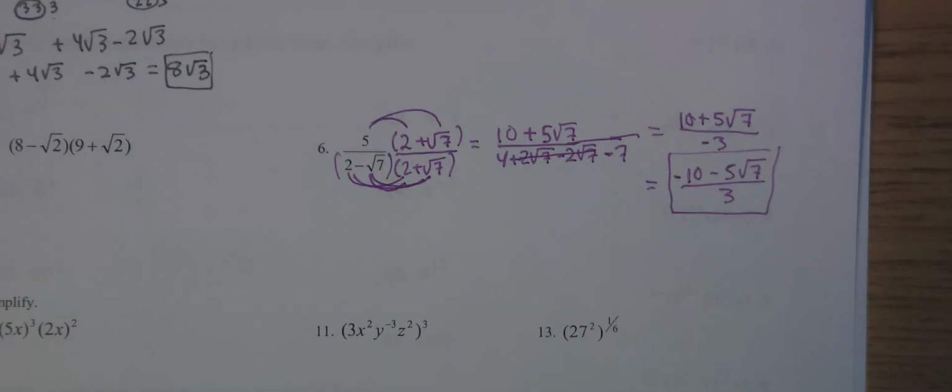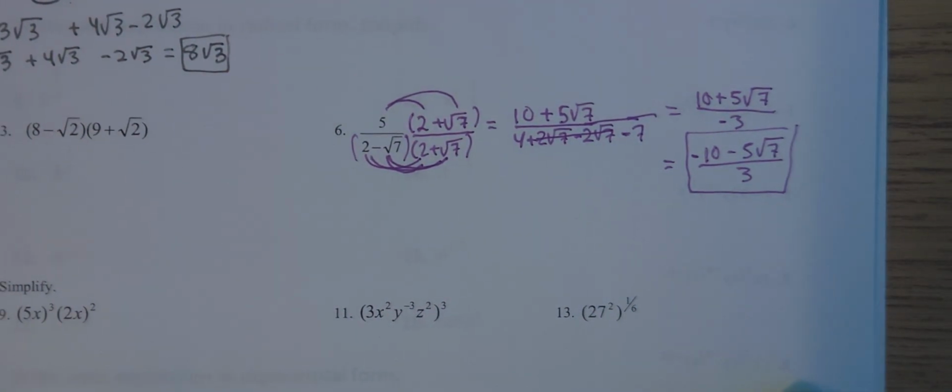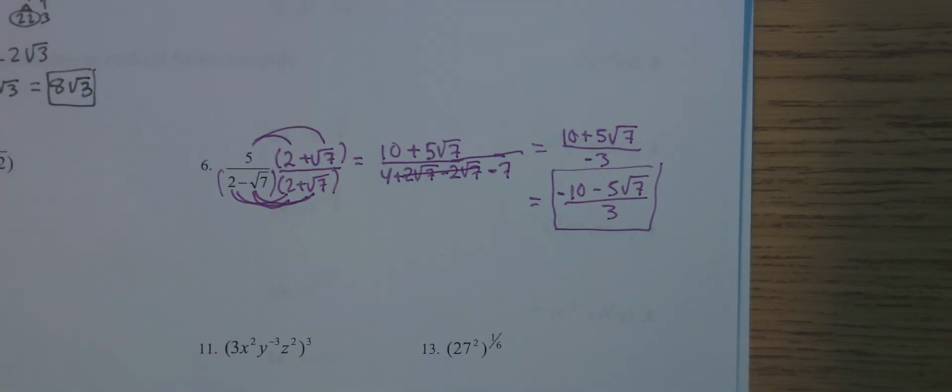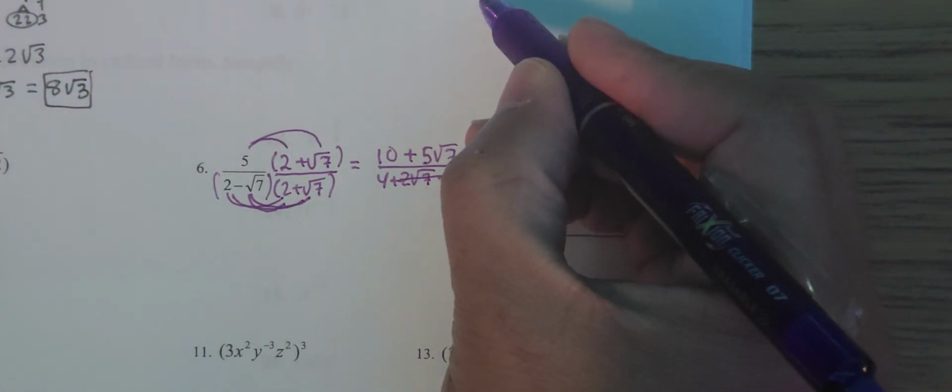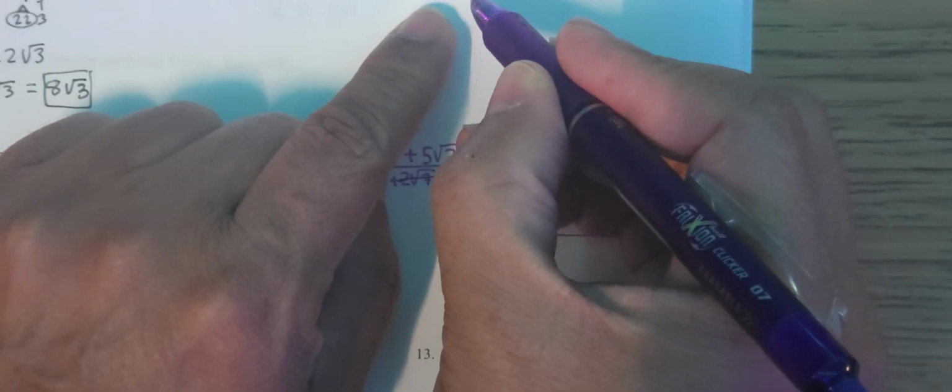All right, let's go to number 8. And for number 8, we have another one of those. Okay, this is 2 minus the square root of 3. So then the conjugate is 2 plus the square root of 3. So we can rationalize the denominator.